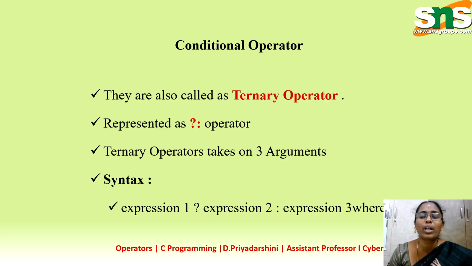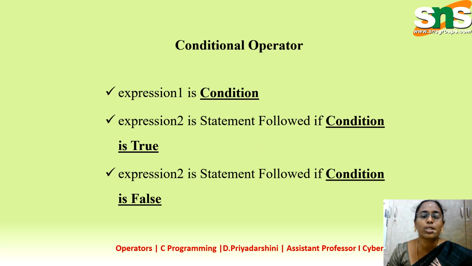The ternary operator takes three arguments as input. See the syntax: expression 1, question mark, expression 2, colon, expression 3, where all three expressions, that is three operands, are needed to execute the conditional operator. The question mark checks expression 1, and the expression after the colon gives the result if the condition is false. It shows how it executes.